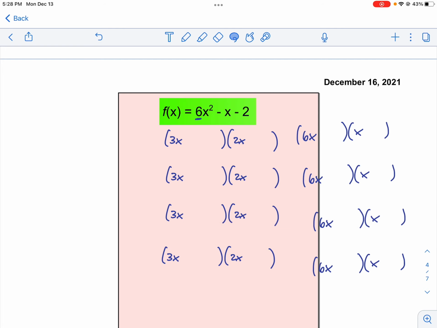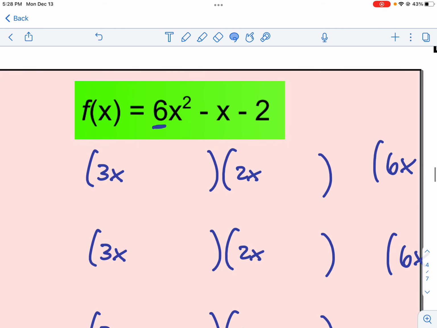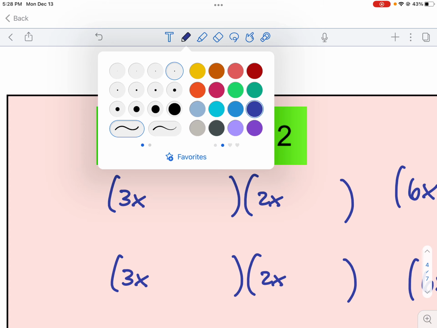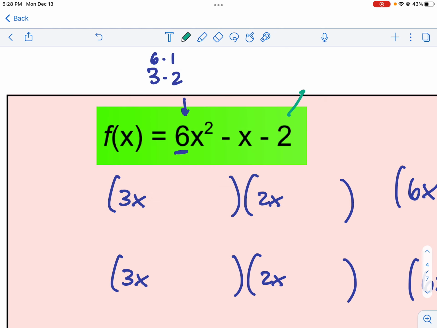So you can already see that this one's going to be a little bit longer than the last one because A has multiple factors, right? 3 times 2 or 6 times 1. C, on the other hand, isn't too bad. Negative 2 is going to be negative 2 times 1 or 2 times negative 1.